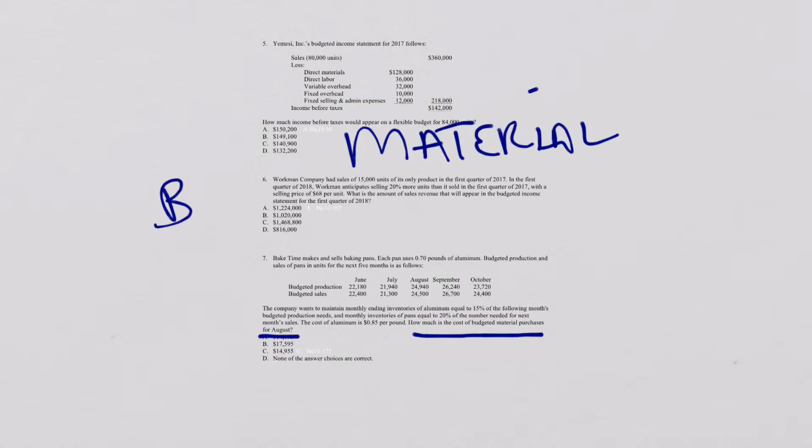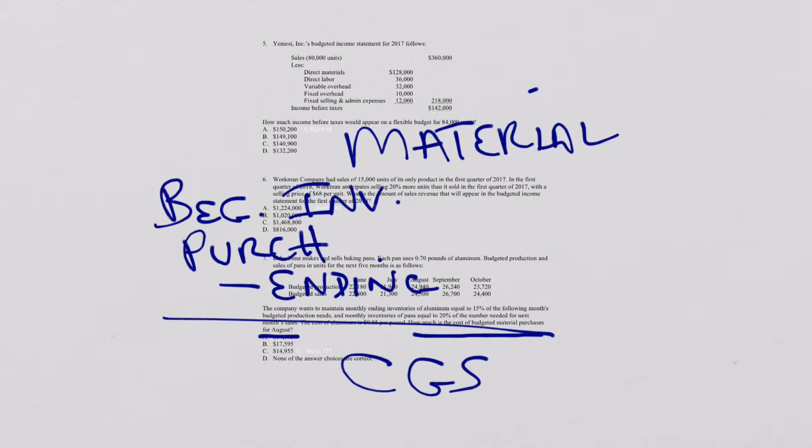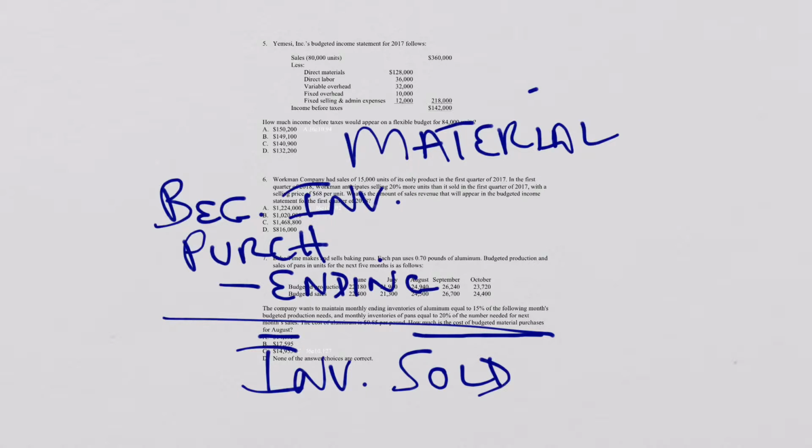Material inventory accounts are followed in the following way. It starts off with your beginning inventory. We add what we purchase for the month. We subtract out our ending inventory, and we will get the cost of goods sold, or another way of describing it at this point might be to simply say we get the inventory that is sold.